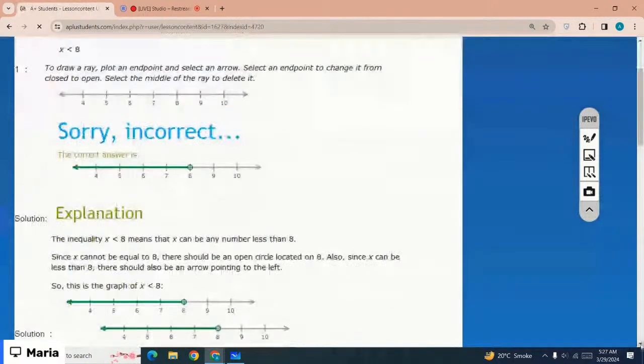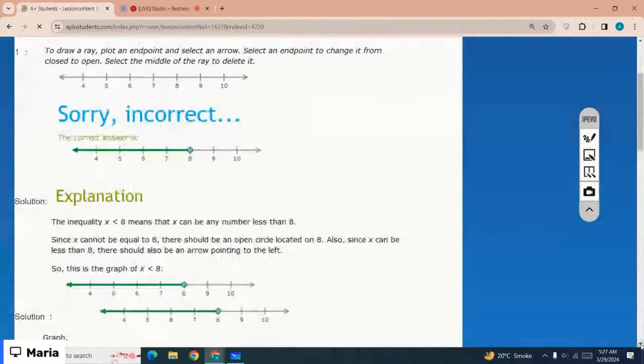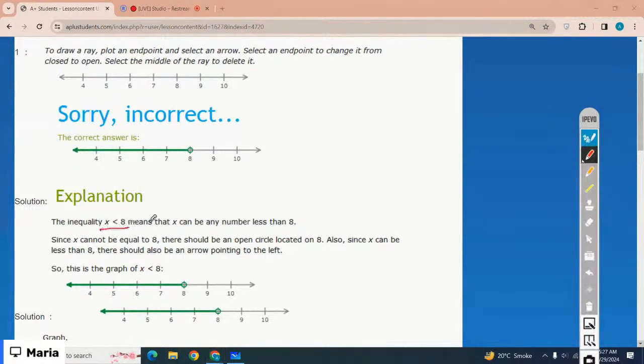That means all the values that are less than 8 are included in the inequality. But 8 cannot be the solution of this inequality because x is less than 8. So all the values that are less than 8 are the solution of the inequality, right? The inequality x less than 8 means x can be any number less than 8, right?